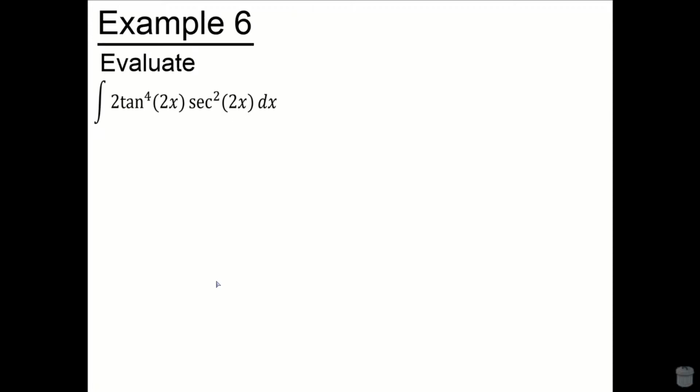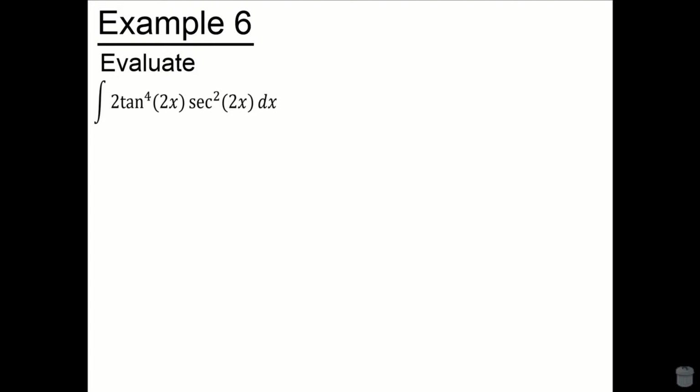Alright, this is the last example that I have for you for this set of notes. We're going to integrate the integral of 2 times tangent to the fourth power of 2x times the secant squared of 2x, all with respect to x. In this case, you can double up if you want to. If you don't double up, that's fine. What's going to end up happening is you're going to use substitution a total of 2 different times, and then you have to go backwards 2 different times. I'll show you both ways.